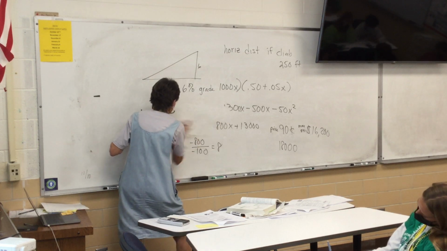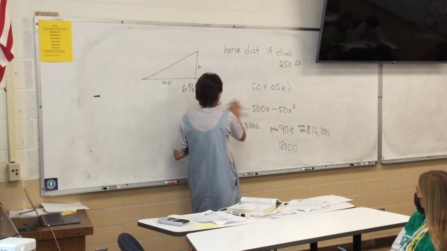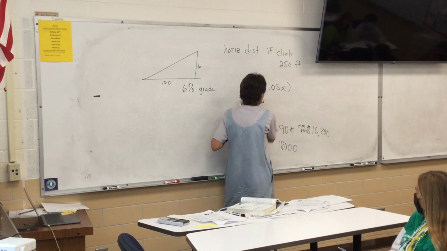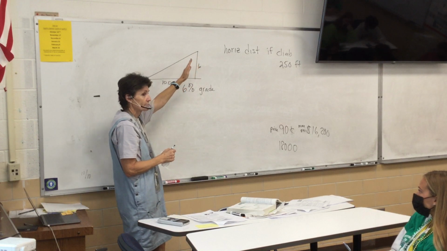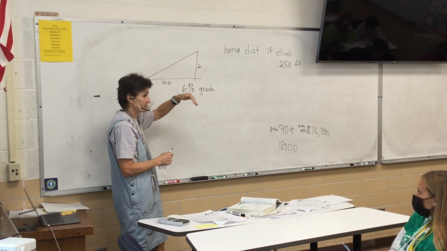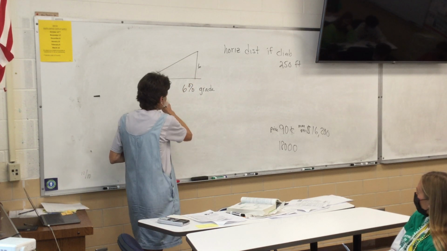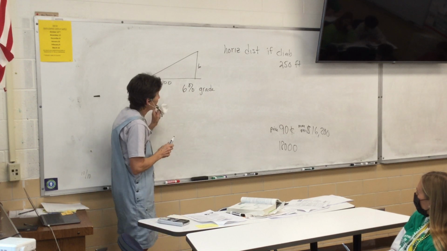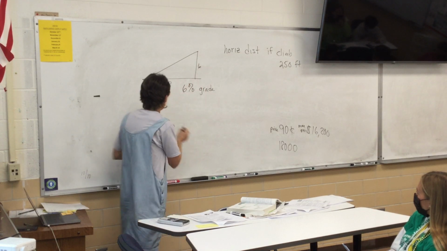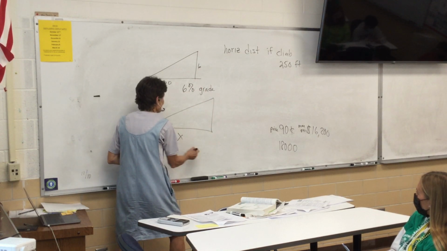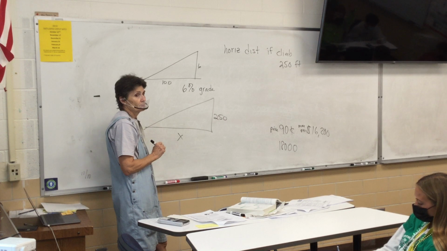So here's the situation. We have this highway. It has a 6% grade, which means that for every 100 feet you go this way, you go 6 feet up. The 6% grade is rise over run. It's like slope. So the question is, I am going to drive 250, what is the horizontal distance that would be required to make this 250? So in other words, what's this if this is 250? Donovan?